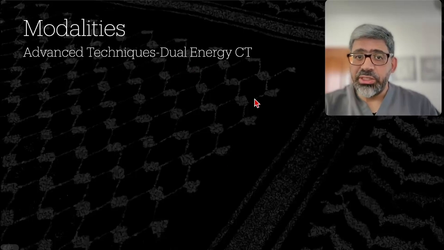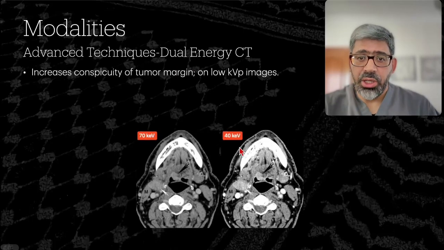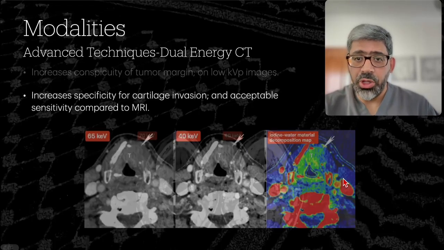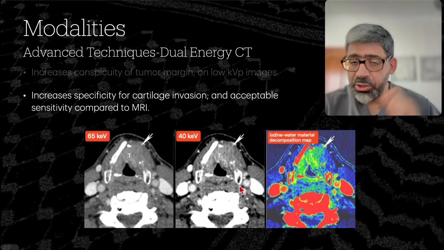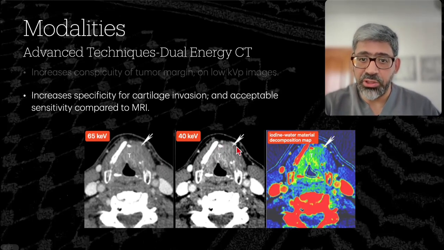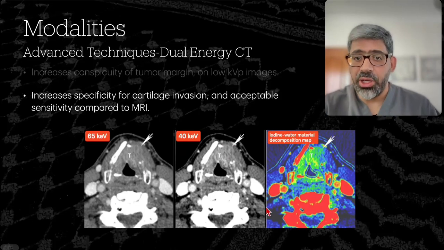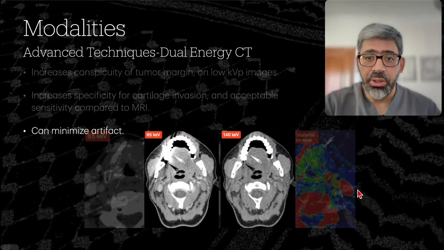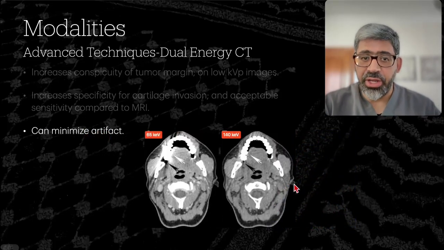Dual energy CT has some advantages. It can increase tumor conspicuity compared to the usual imaging. Also, you can see here the extralaryngeal tumor is easier to delineate from the strap muscles overlying it compared to the normal CT imaging. It can also minimize artifact.